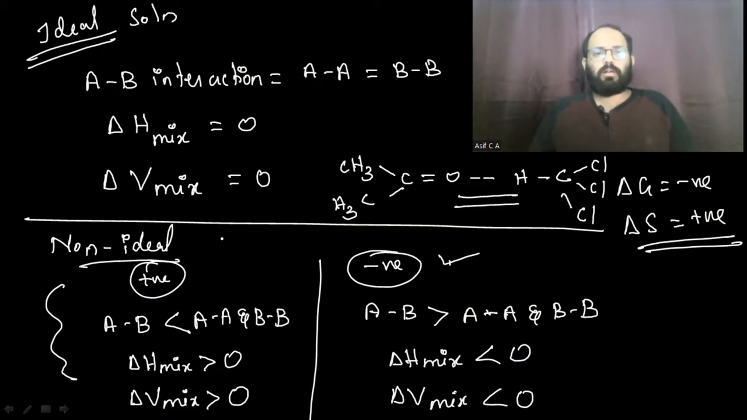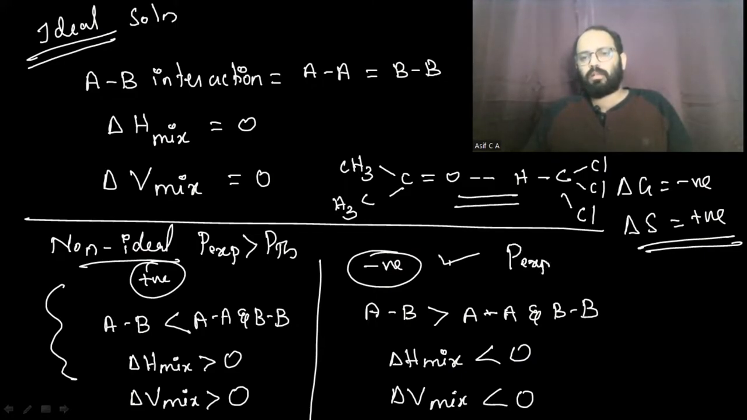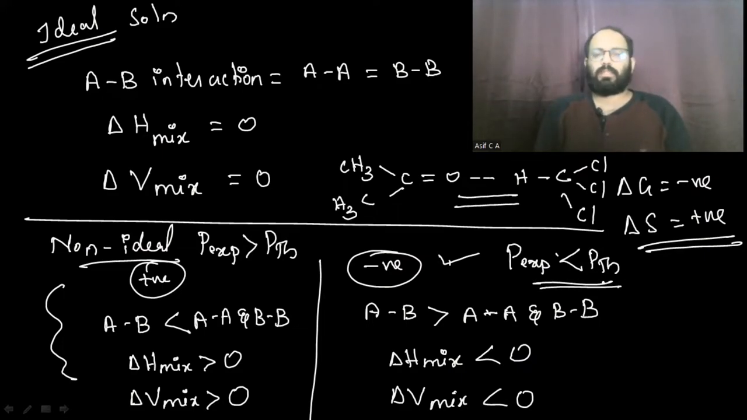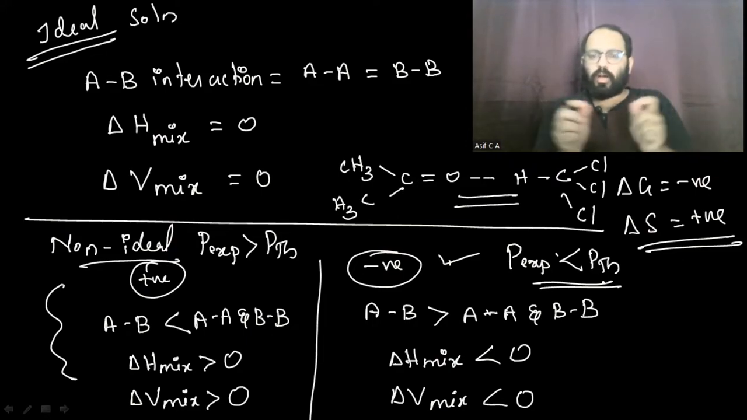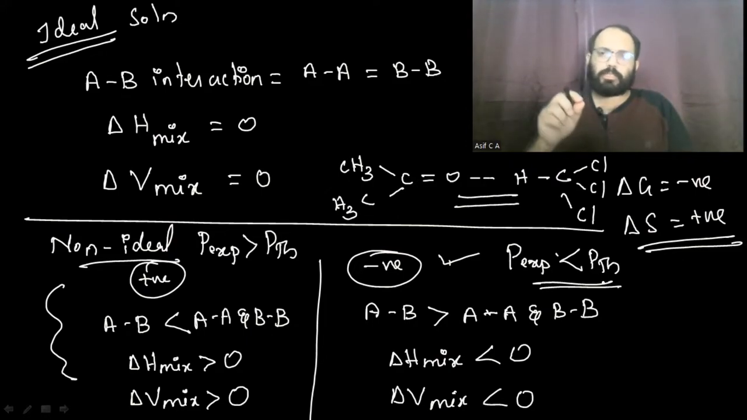So just remember: if experimental pressure is greater than the theoretical, then it is a non-ideal solution with positive deviation. If P experimental is less than P theoretical, then that is negative deviation. Now in acetone and chloroform, hydrogen bond is formed, so the vapor pressure decreases. So the experimental vapor pressure is less than the theoretical, so we can say that it is showing negative deviation. Then a very important part is colligative properties.